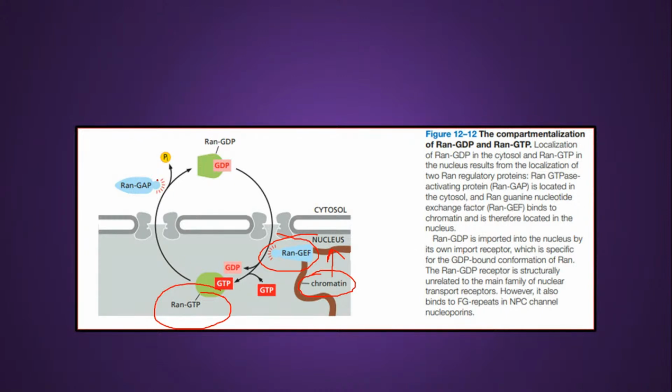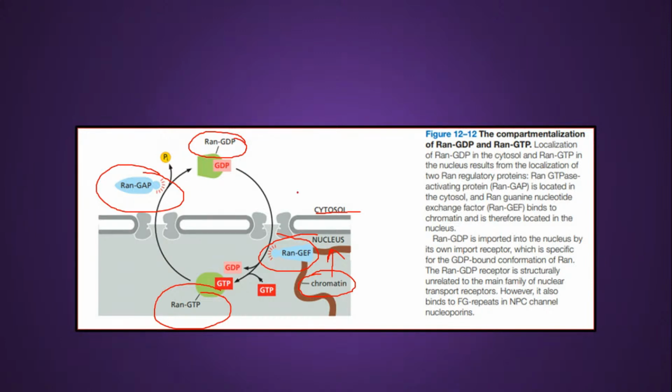Corresponding to that, you are having RAN GAP, right? Which is responsible for the hydrolysis. So this RAN GAP is present within the cytosol. Upon hydrolysis, what will you get? You will get the inactive form of your RAN protein, that is RAN GDP.